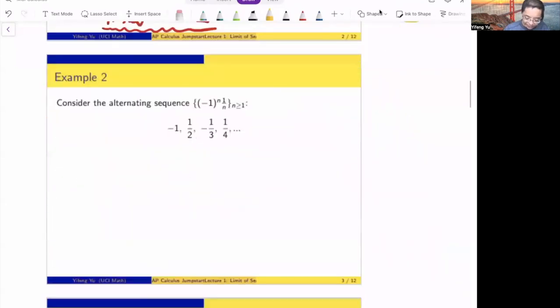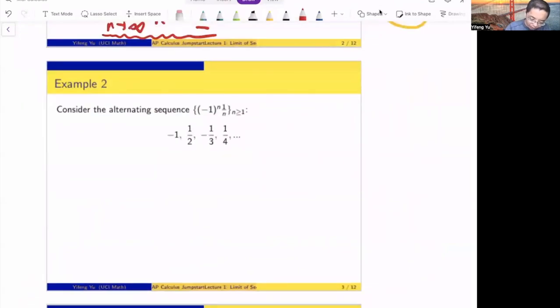Now let's look at the second example. The second example is what we call an alternating sequence. This sequence is kind of similar to the previous one. The main difference is that here the sign changes. The first one is -1, and the second one is +1/2. The third one is -1/3. So it's minus, plus, minus, plus. That's what we call alternating. And of course we know this sequence is not decreasing or increasing because it's alternating. Let's see what the long-term trend of the sequence is.